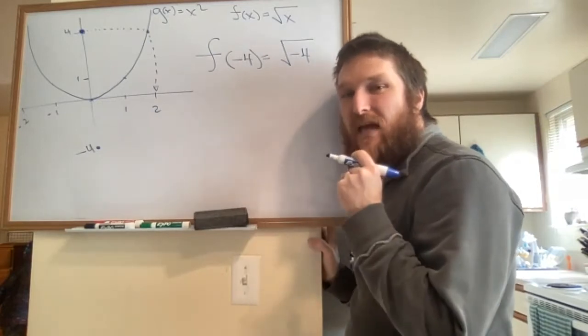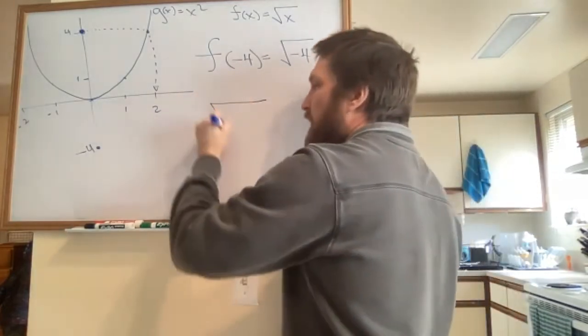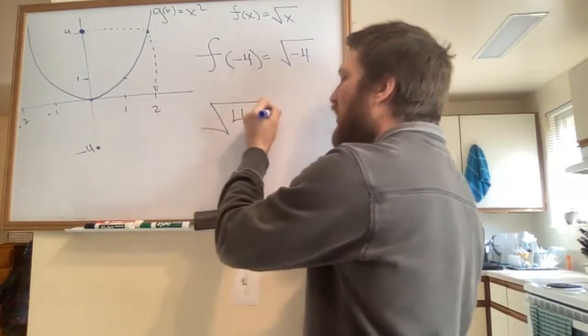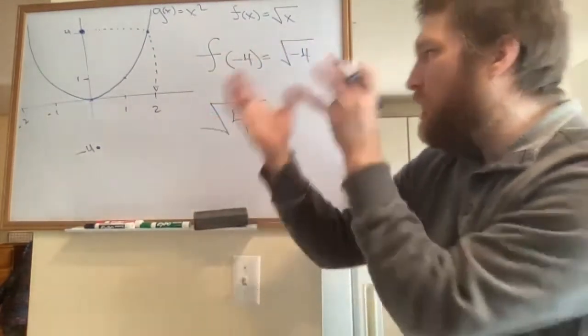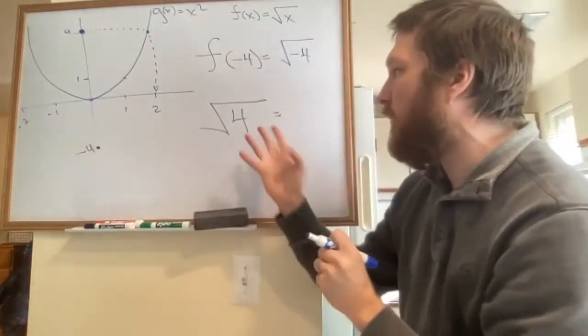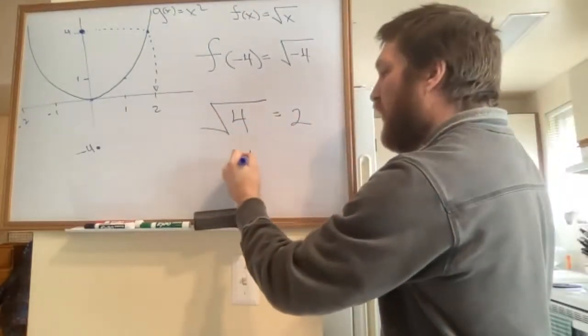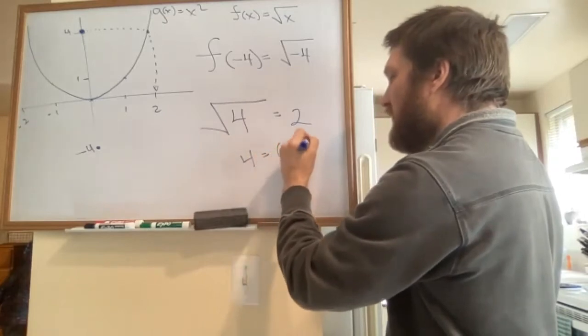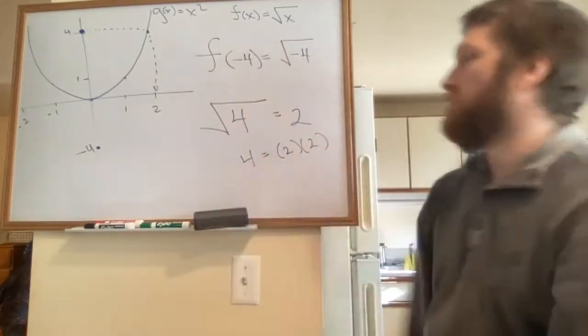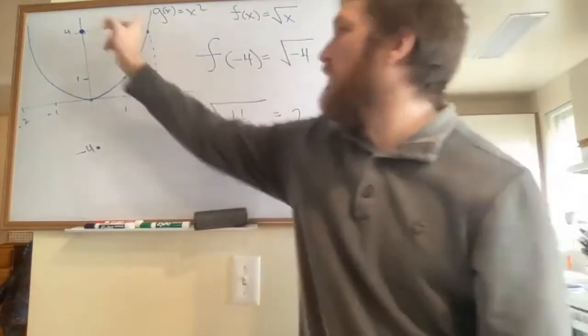Like if you were to say, okay, the square root of 4, you think, oh, you took a number, you multiplied it by itself, and out popped a +4. Okay, I know that. Why? Because 4 is equal to 2 times itself. Good. Okay, great. No problem. That's the number that came out.